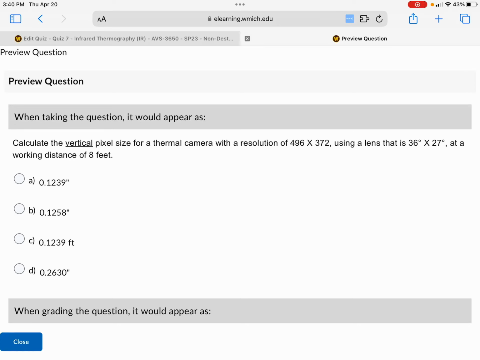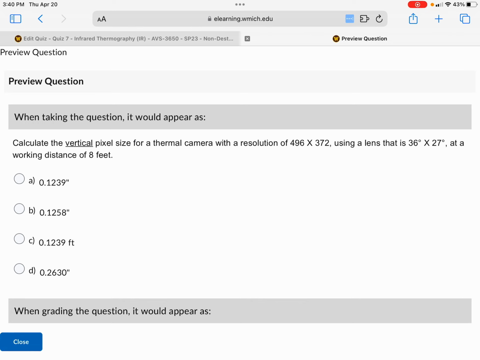On the NDT final exam, you'll have a question similar to this that asks you to calculate pixel size at a given distance. This also can relate to the smallest flaw you're able to find, and so I will extend the explanation to include that.